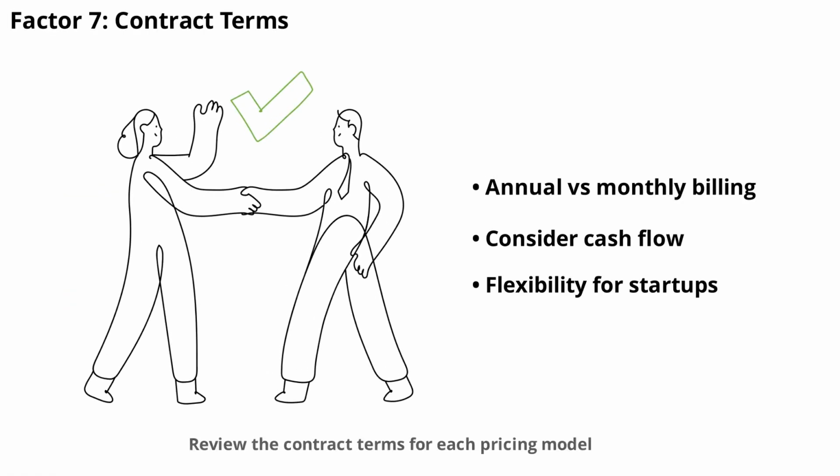Review the contract terms for each pricing model. Per-seat pricing often involves annual commitments, while usage-based models may offer more flexibility with monthly billing. Consider your business's cash flow and willingness to commit long-term. Flexible contract terms can be a deciding factor, especially for startups or rapidly changing businesses.